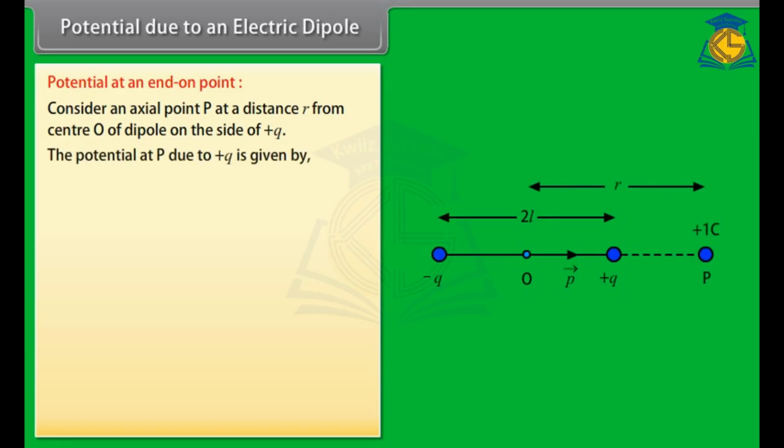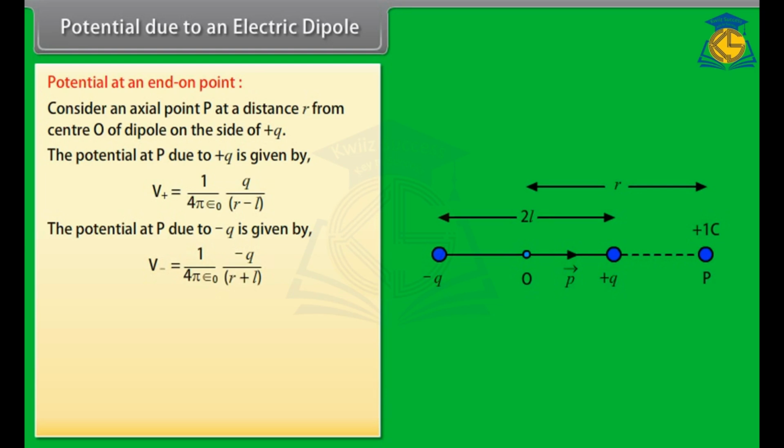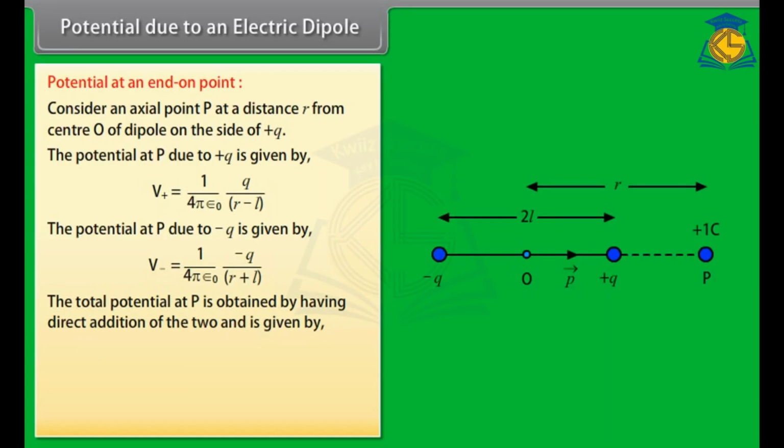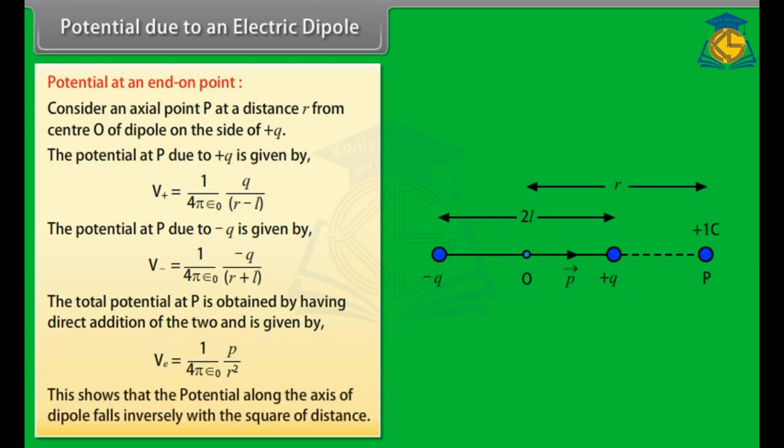The potential at P due to plus q is given by V positive equals 1 upon 4 pi epsilon naught multiplied by q upon r minus L. The potential at P due to minus q is given by V negative is equal to 1 upon 4 pi epsilon naught multiplied by minus q upon r plus L. The total potential at P is obtained by direct addition of the two and is given by VE is equal to 1 upon 4 pi epsilon naught multiplied by P upon r square. This shows that the potential along the axis of dipole falls inversely with the square of distance.